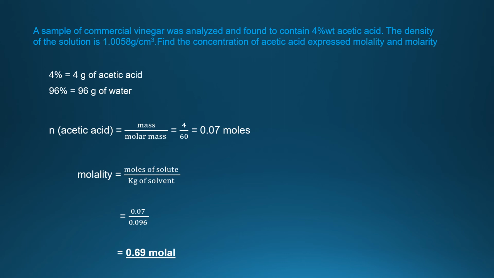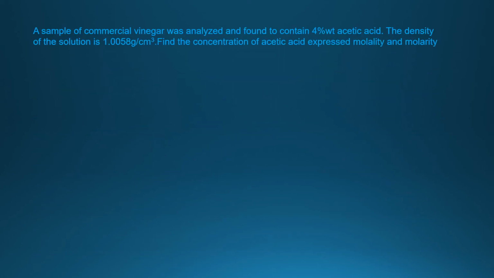Next, let's see how we are going to use the same solution and find the concentration in molarity. When we have to find the concentration of this particular solution in molarity, these are some of the variables that we have to have. The density is given as 1.0058 grams per cubic centimeter. We know the mass of solute, which is 4 grams, and the mass of solvent, which is 96 grams. So the total mass of the solution is 100 grams. Therefore, from this, we can find the volume of the solution.